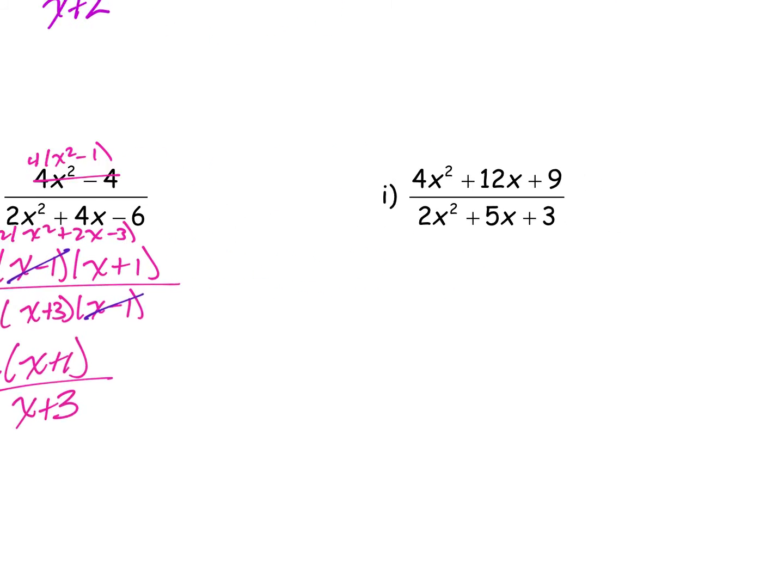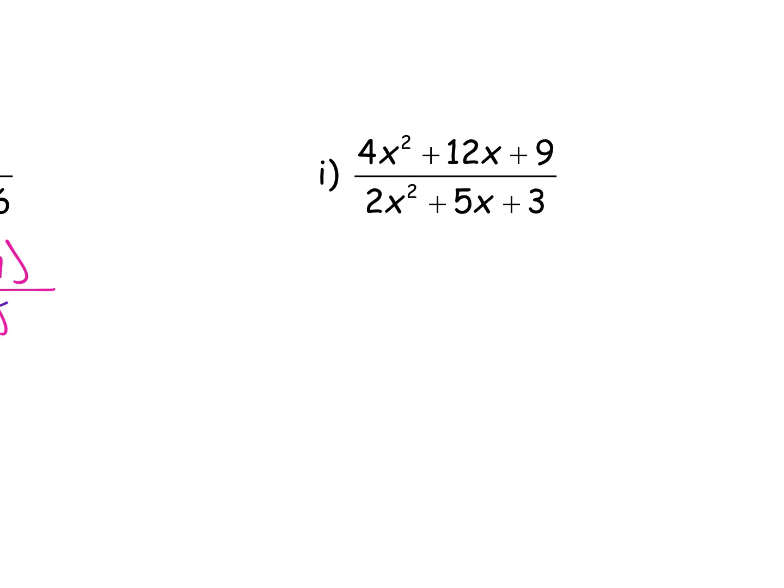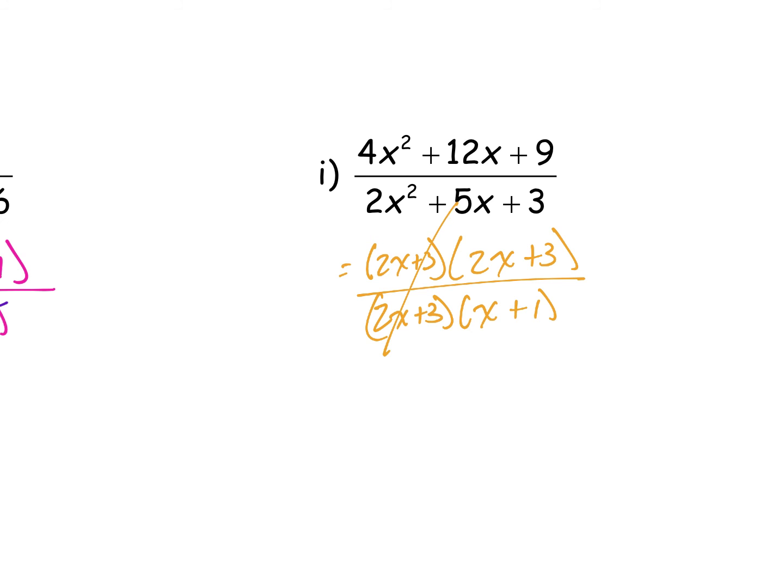Okay, and then last but not least, 2x plus 3 times 2x plus 3 all over 2x plus 3 times x plus 1. Equals 2x plus 3 divided by x plus 1. Okay, there you go. Answers for all of them.